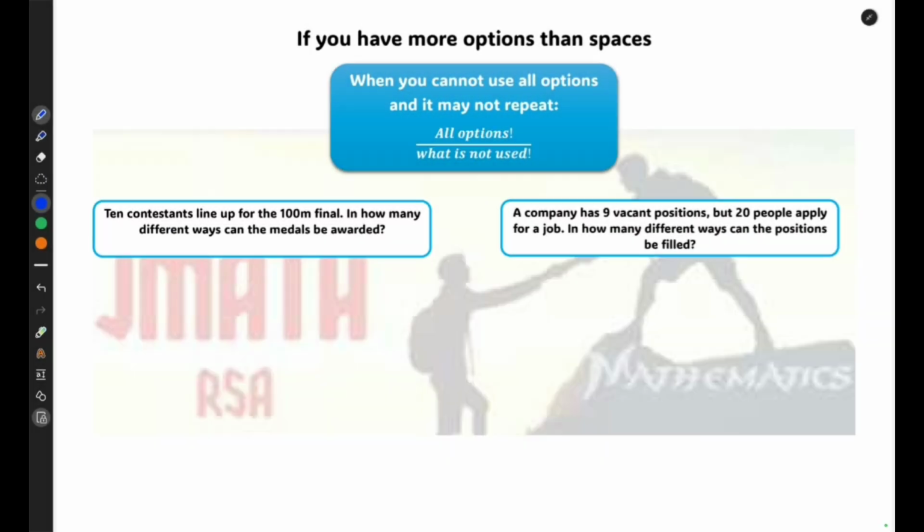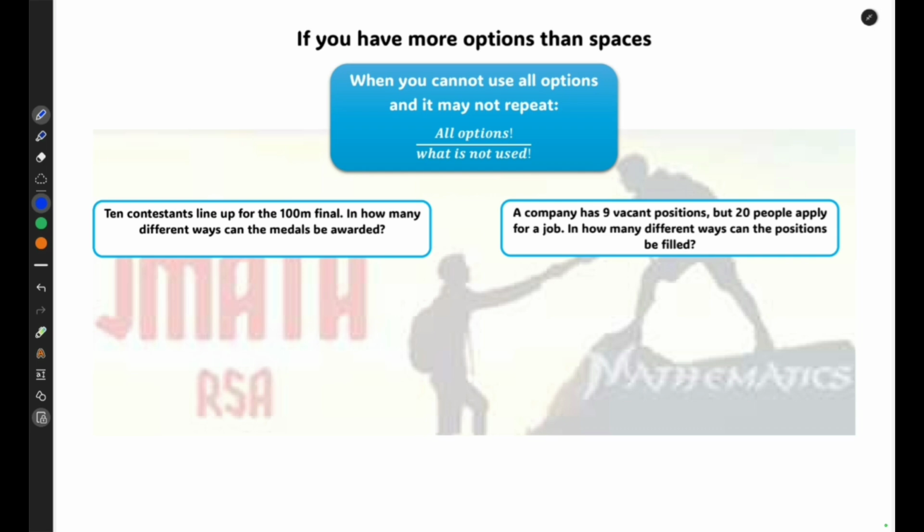So now we're going to look at what happens if you have more options than you have spaces. There must be a way to write it as a factorial instead of just writing so many things times each other. So when this happens, you're going to make a fraction and you're going to put all the options on top, factorial, and then divide it by all the ones that you did not use. Okay, so let's look at the first question.